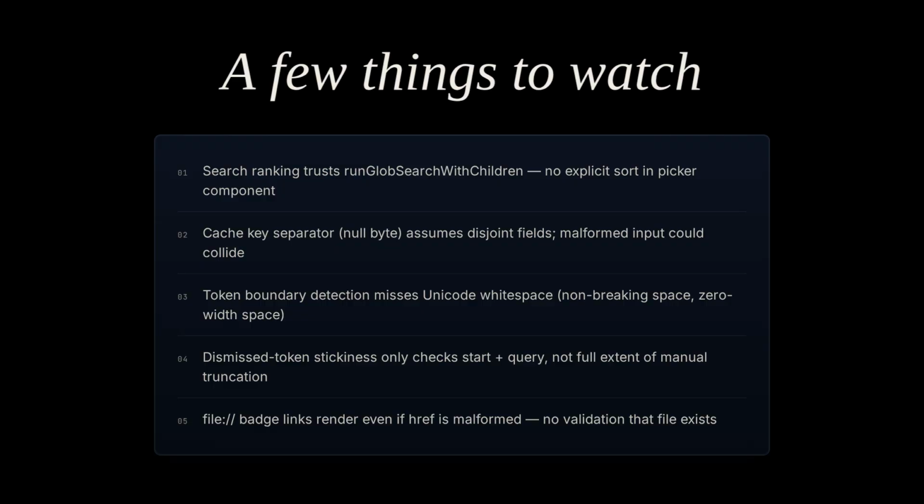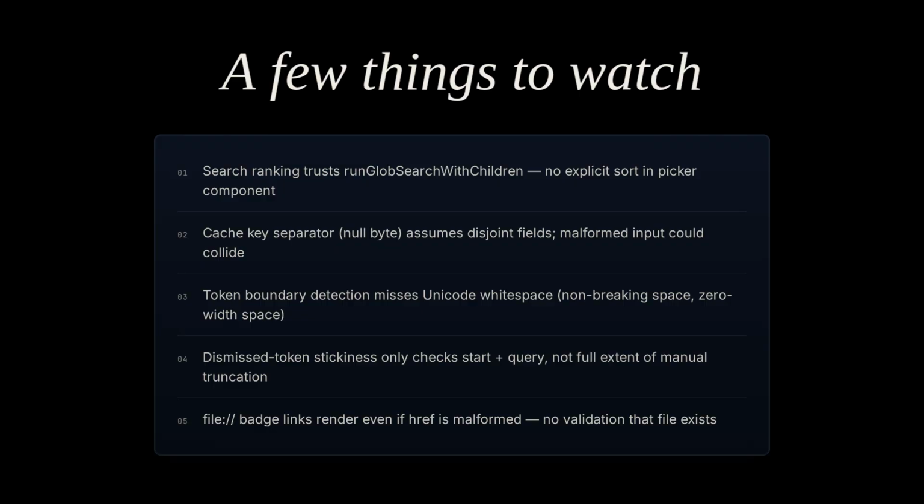Token boundary detection stops at common punctuation but doesn't account for Unicode whitespace like non-breaking space or zero-width space, which could confuse IME users. The dismiss token check only compares start and query, so manually truncating a token might not be recognized as a different token. And file:// links render as badges even if the href is malformed or the file doesn't exist on the server. There's no validation. None of these are critical, but they're worth noting in review.